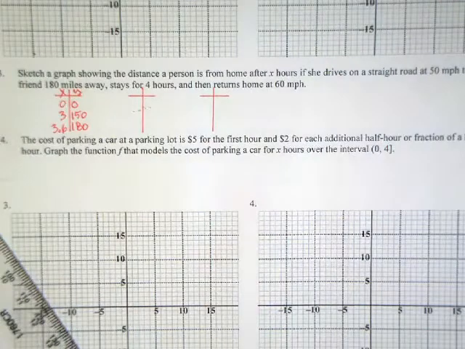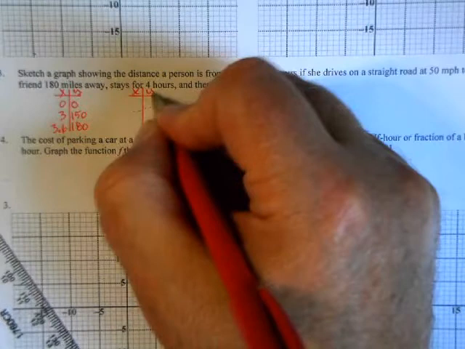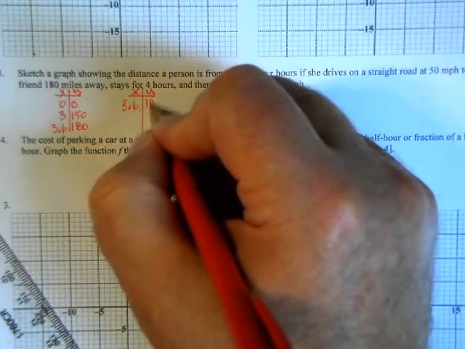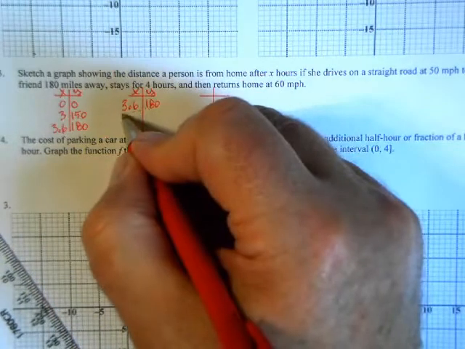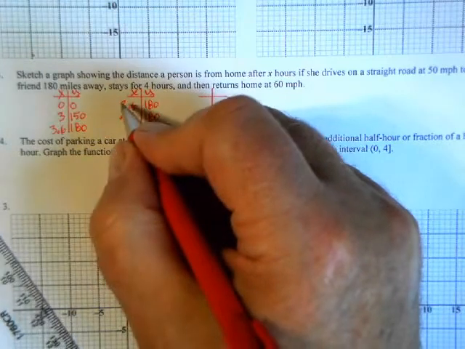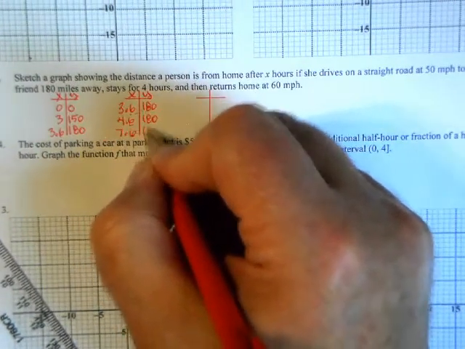Now, once they get there, they don't move. So I'm going to start off 3.6. They're still at that 180. But then at 4.6, they're still at 180. And 4 hours later, so that's at 7.6, they're still at 180 because they didn't move.